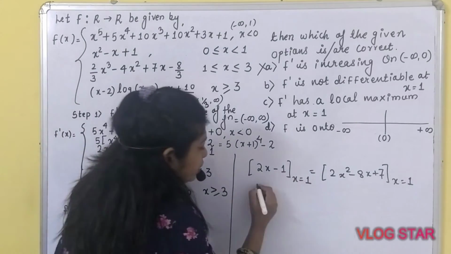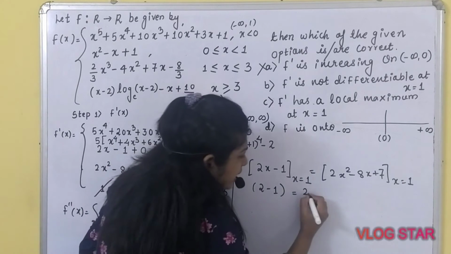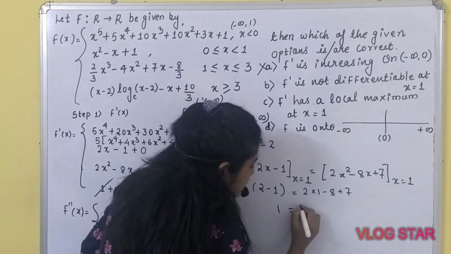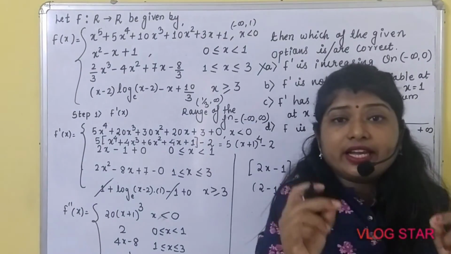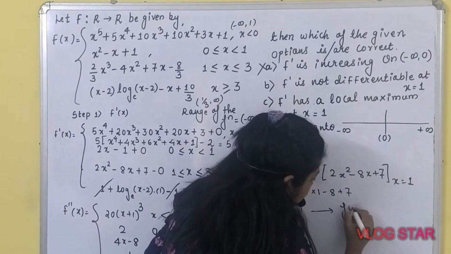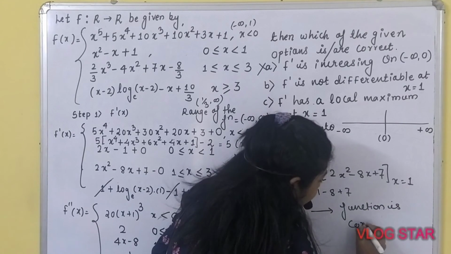So if you are going to substitute the value of x in this case, what you will get? You will be getting 1 is equal to 1. From this we can say that the given function is continuous. The function is continuous.